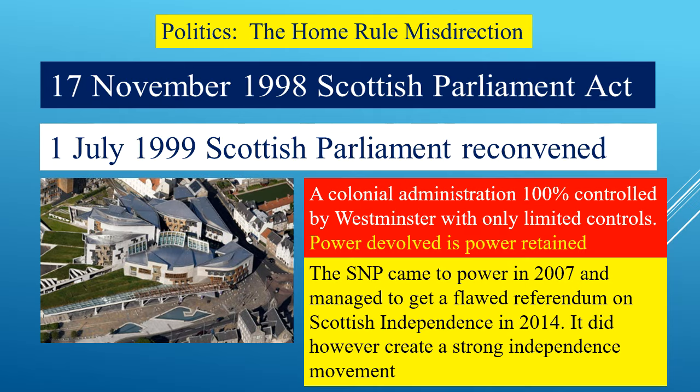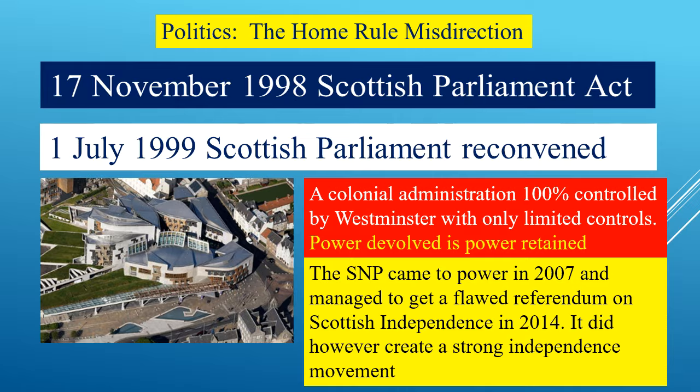The SNP came to power in 2007. They had a minority government. They managed to get a flawed referendum on Scottish independence in 2014. What I mean by a flawed referendum is it was a constitutional vote about the future of Scotland, and yet they had this rubbish about civic referendum and everybody should be involved.